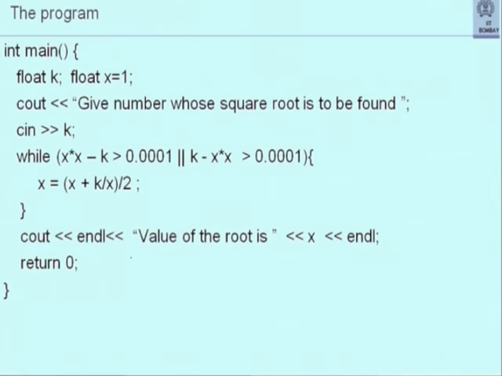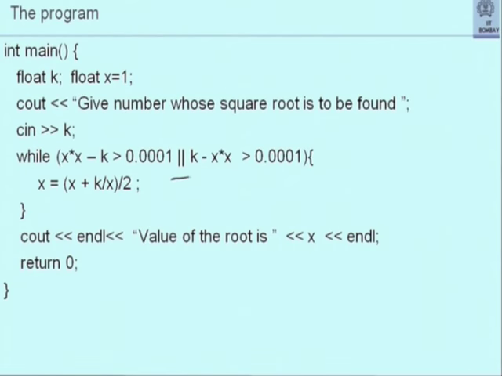The beauty is just a two-statement iterative block which will solve this problem. While x star x minus k greater than 0.0001, or, please note the or is two vertical bars, or k minus x star x greater than 0.0001. Do you agree that this or condition will be satisfied whether I am in the positive side of the root or negative side of the root? The absolute value is being determined. We don't know how to calculate absolute value in any other way right now, so we use this.